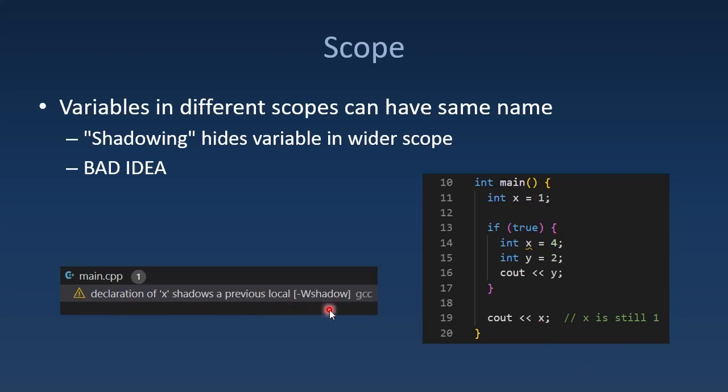This will show up as a warning: declaration of x shadows a previous local. Well, that's telling me that there's a problem. But again, my code will run. This is not a compiler error, so the code will run and it'll just give me a warning. Are you sure you know what you're doing here? So watch out for that warning. Remember that shadow means you're hiding something that already exists, and you probably don't want to do that.